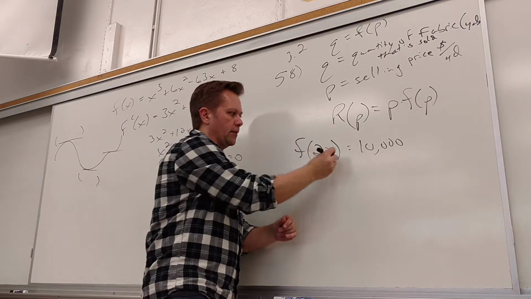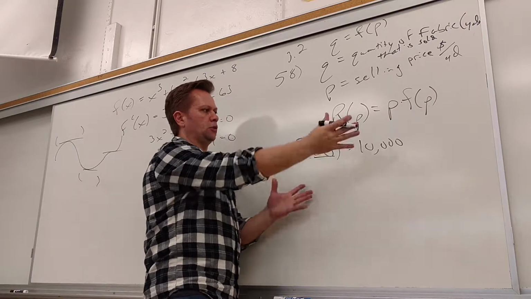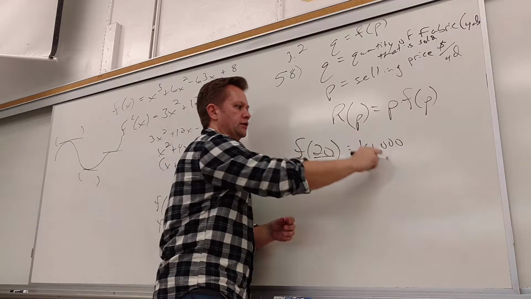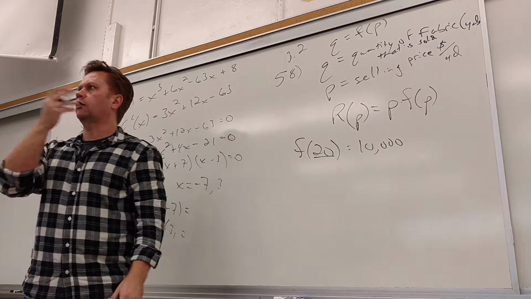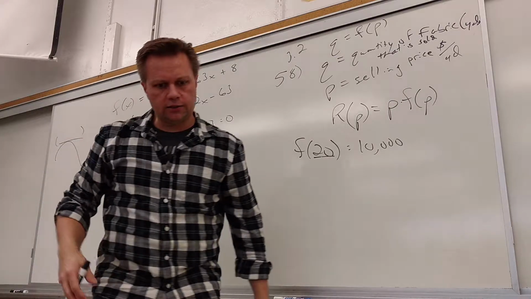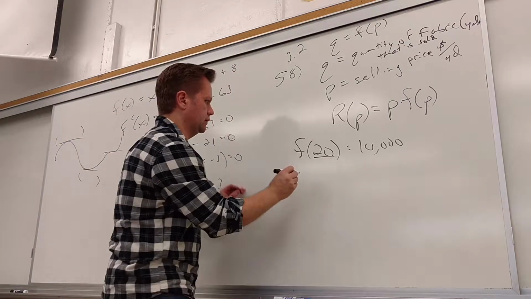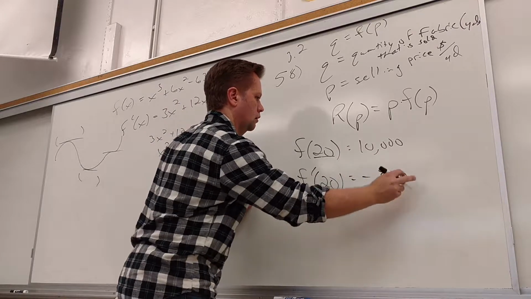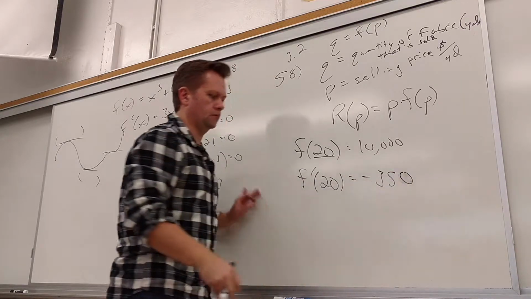So when I'm at 20, this is not analyzing that. This is just purely saying when I set the price to be $20 a yard, I sell 10,000 yards, right? So then the next thing is, what does this mean? This is the more interesting question.